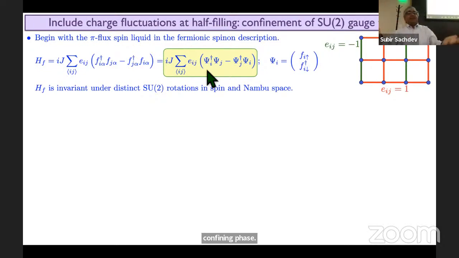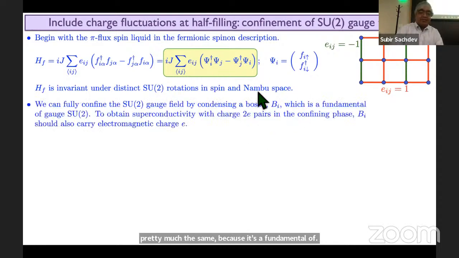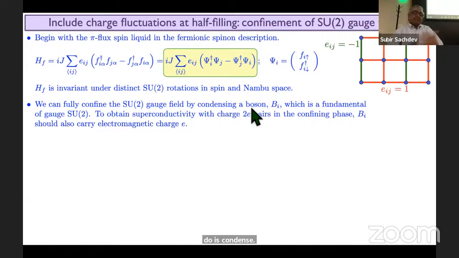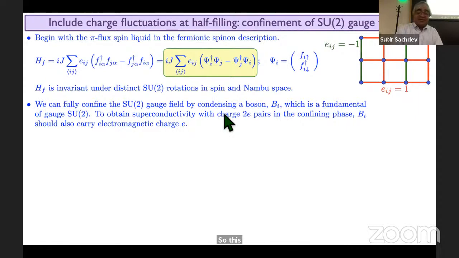So maybe that's the one thing I should do: condense some boson which is a fundamental of SU2. I don't want it to carry spin because I'm not interested in phases that break spin rotation symmetry. But I do want to get superconductivity. What I'd like to do is get some theory which has a superconducting ground state, which is at least adiabatically connected to the BCS state. So this boson then must carry charge.